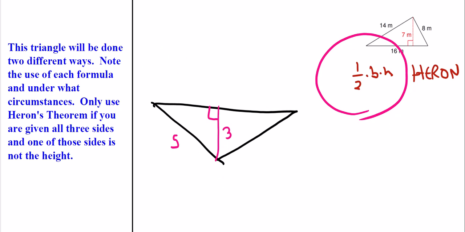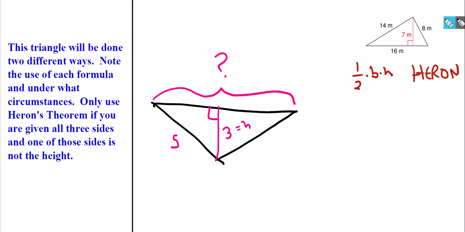And then for this problem, they gave me one side and they gave me the height. So this is the height. But if I was going to do the simple formula, I would need this base, which I do not have. They gave me one of the other sides, which is not good. So this one is neither of them.